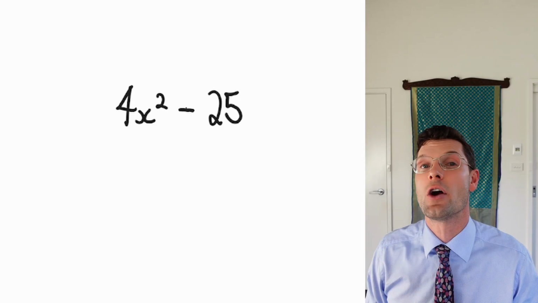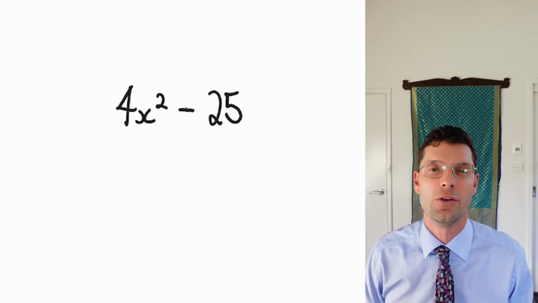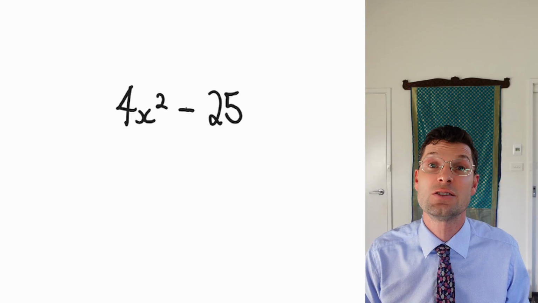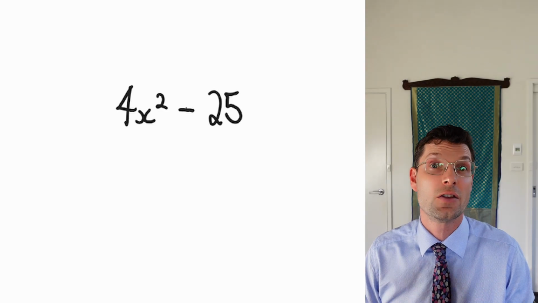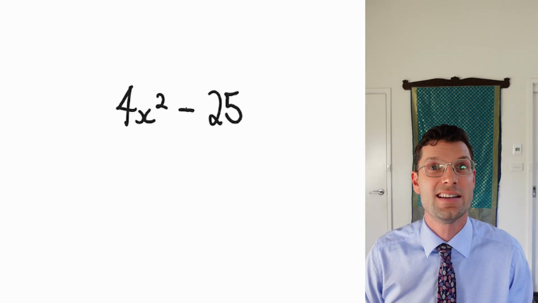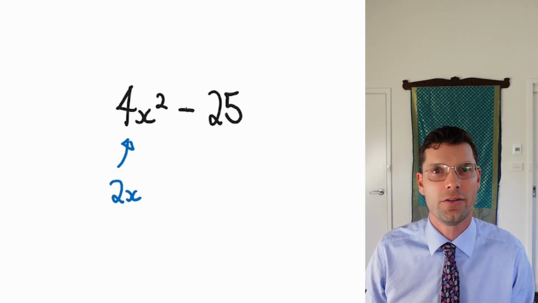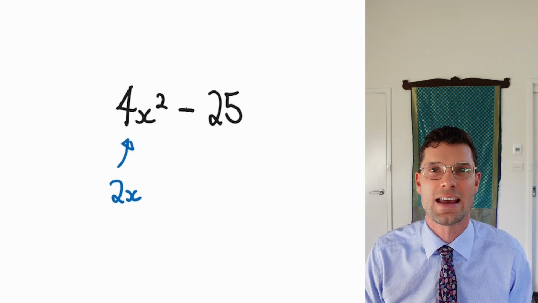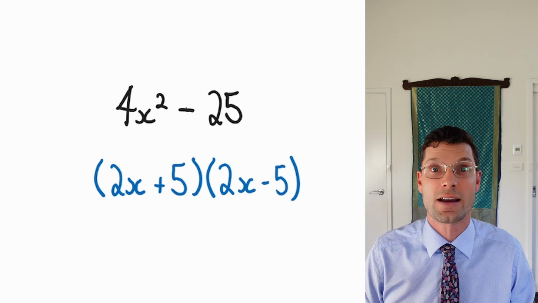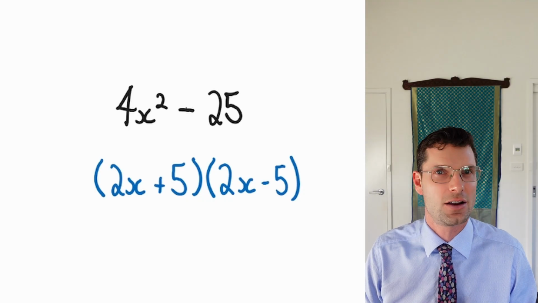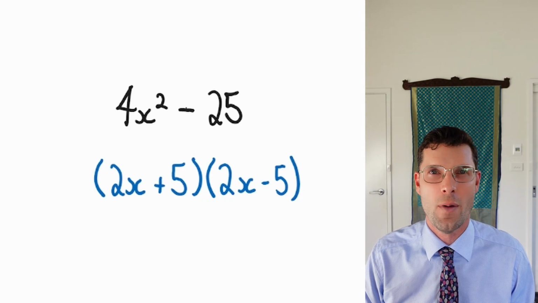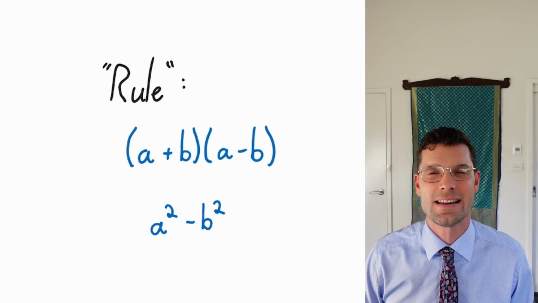This even works if you've got a non-monic quadratic as well. So instead of having just x squared by itself, this one is 4x squared. The square root of 4x squared is just 2x, and then the square root of 25 is just going to be 5. So once I've worked those two things out, all I've got to put down is 2x minus 5, brackets, 2x plus 5, full marks. Again, recognizing these ones is the key.